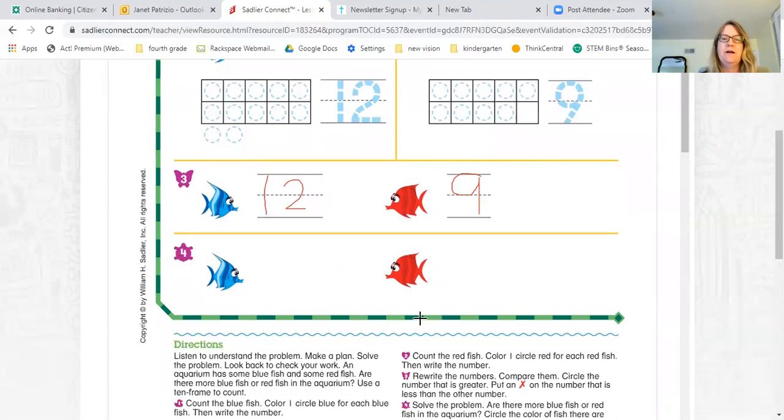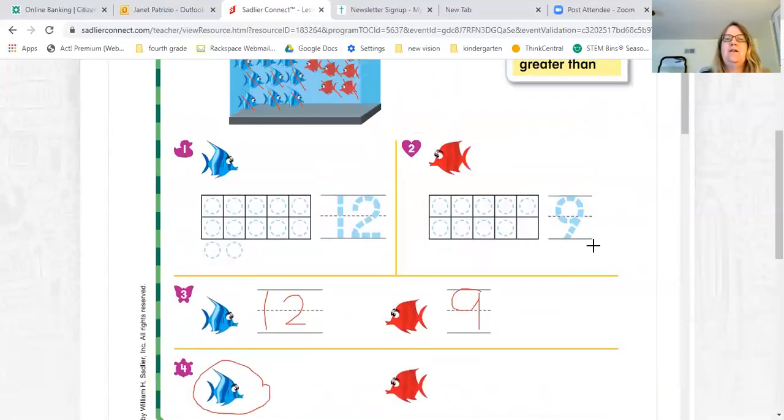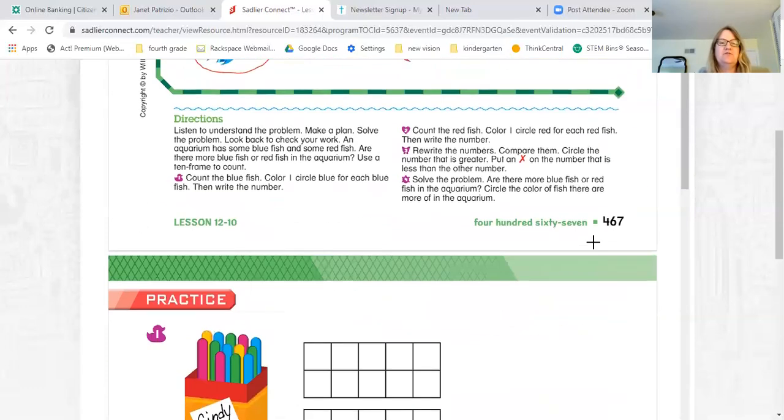So for turtle 4, we're going to solve the problem. Are there more blue fish or red fish in the aquarium? Well, two things: there are definitely more counters over here than here, or we also know 12 is greater than 9. There are more blue fish, so we would circle the blue fish. That is what we're doing on this page. We did it with the counters.